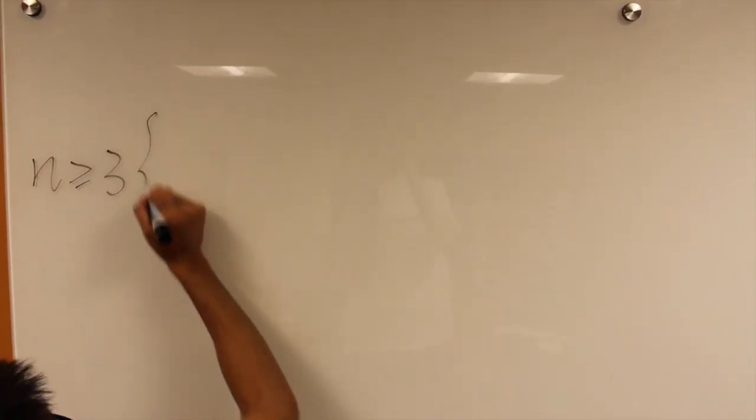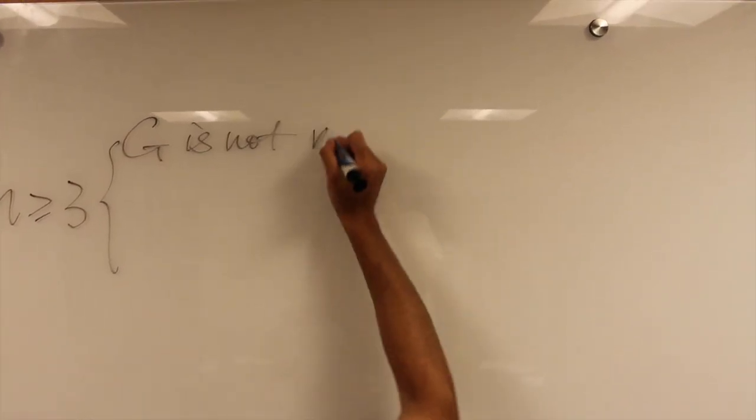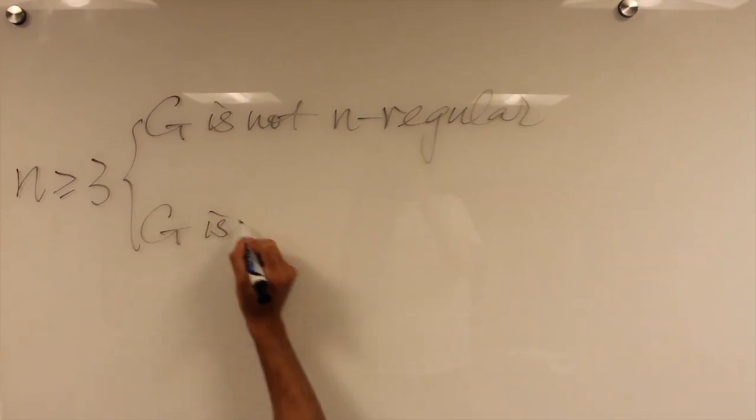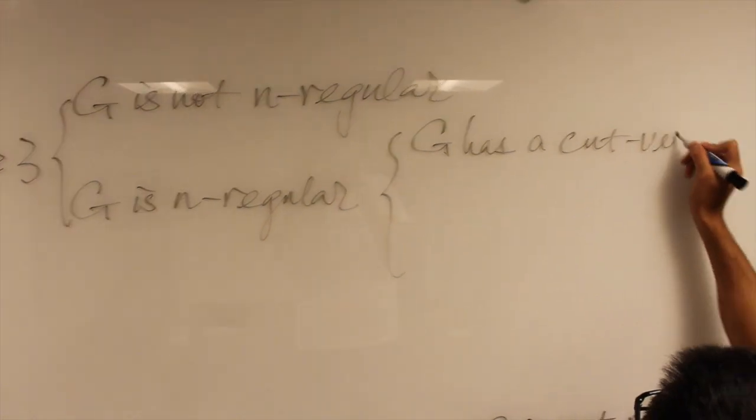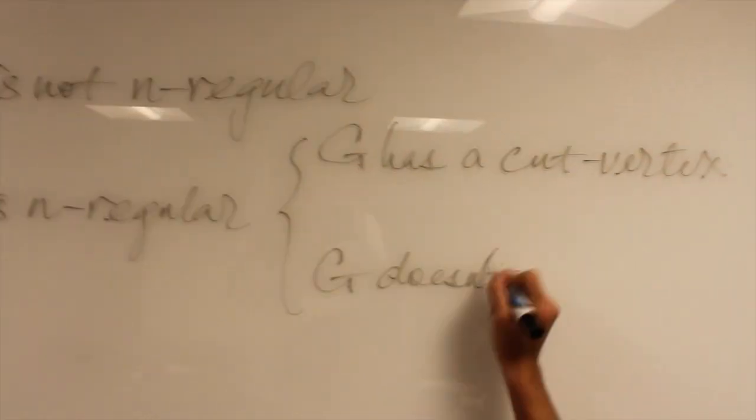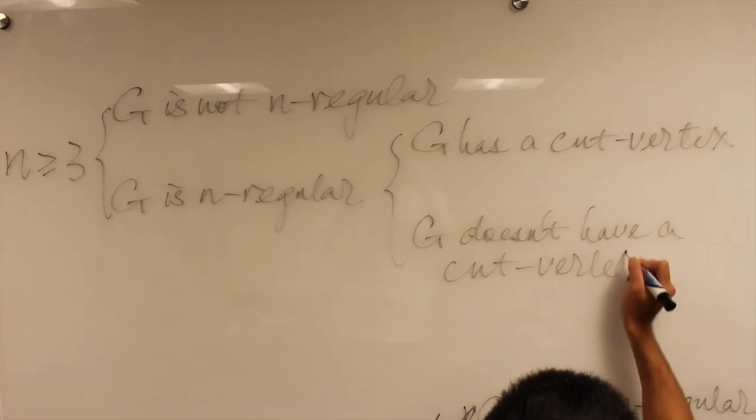So in Lovász's proof, he considered graph G as a non-n-regular graph and an n-regular graph. When graph G is an n-regular graph, he divided it into 2 situations: when G has a cut vertex and when G doesn't have a cut vertex.